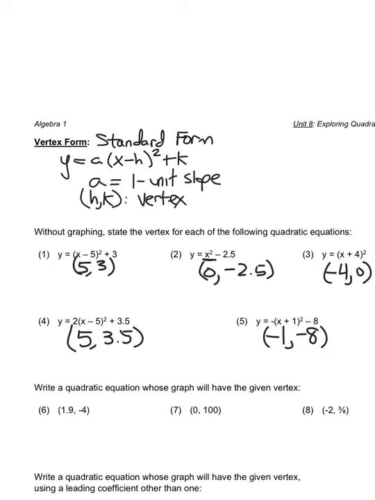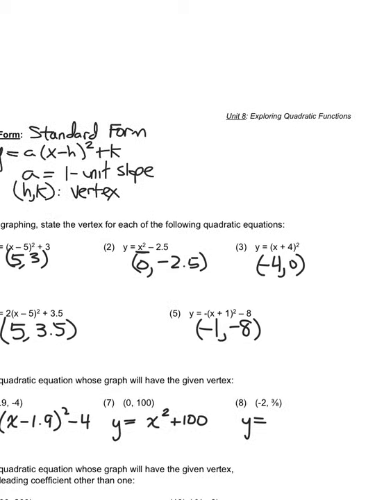Now write a quadratic that has the given vertex. They didn't make a statement about the a value, so we'll assume a 1. So y equals x minus 1.9 squared minus 4. Then x minus 0 squared, so x squared, plus 100. And y equals x plus 2 squared plus 3/8.